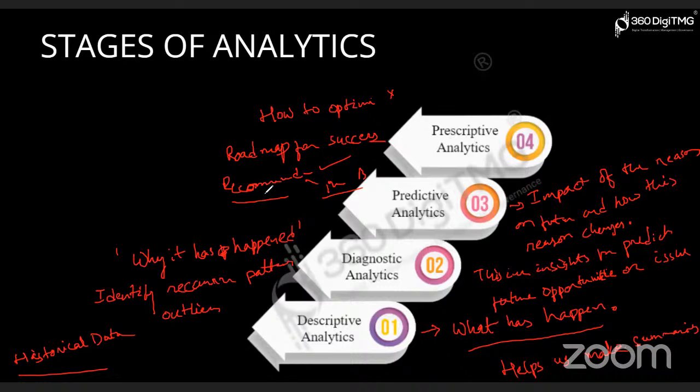So these are the basic four steps of analytics: descriptive, diagnostic, predictive, prescriptive. To summarize, in descriptive we find what has happened. In diagnostic, we try to find why it has happened. In predictive, we try to find out the impact of this what on the future, and how this what changes in the future. And in the fourth step, we give a roadmap to success by analyzing all the previous three steps.